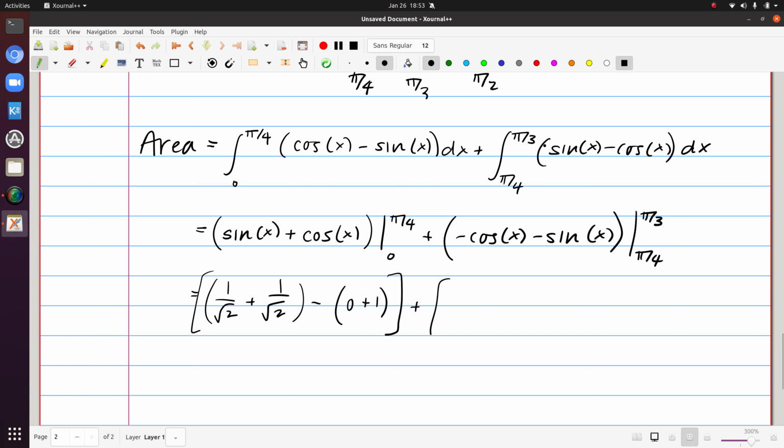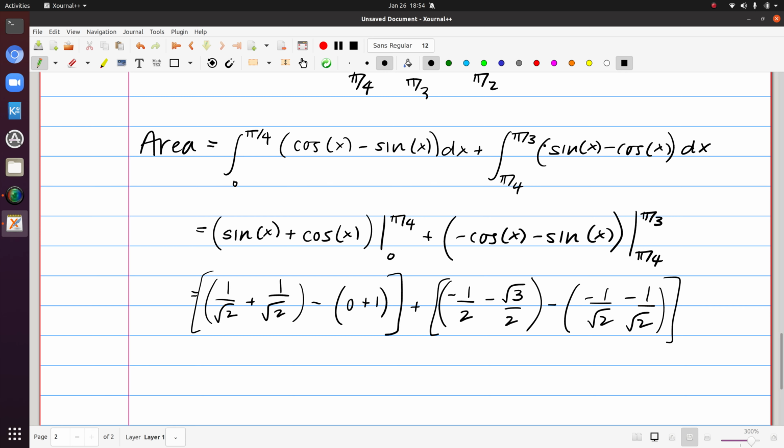Now looking at the second, when we plug in pi over 3 to cosine, that evaluates to 1/2. So this is minus 1/2. Sine of pi over 3 is root 3 over 2. So we subtract root 3 over 2. And now we already looked at the values at pi over 4. In this case, these are both negative values. Okay, so that's what we get.